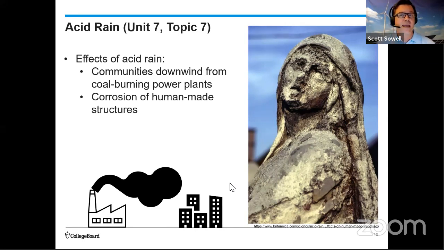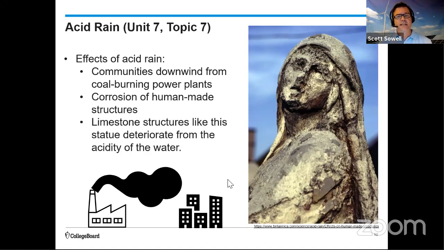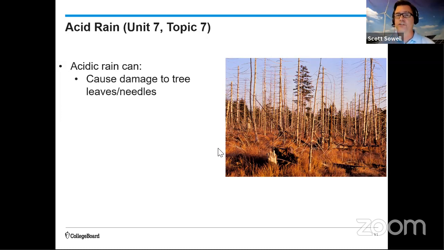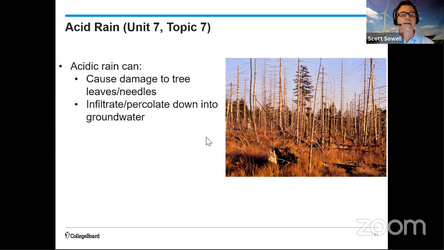It can corrode man-made structures and buildings. In particular, things like this. The statue is made of limestone, and the acid rain can deteriorate those structures. What does it do to the environment? Well, acidic rain can cause damage to tree leaves and needles, so to reduce the ability of the tree to go through photosynthesis and can cause the tree to die. It can percolate and infiltrate down into the groundwater and affect the groundwater sources, or it could just run off into surface waters. So it can have a wide array of effects once it hits the ground.